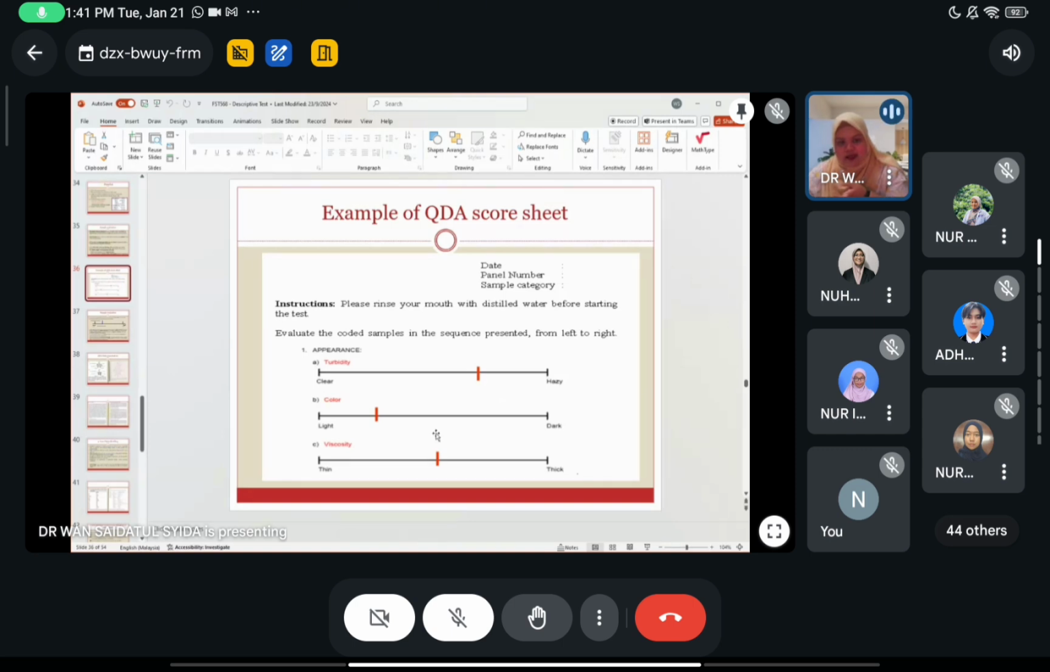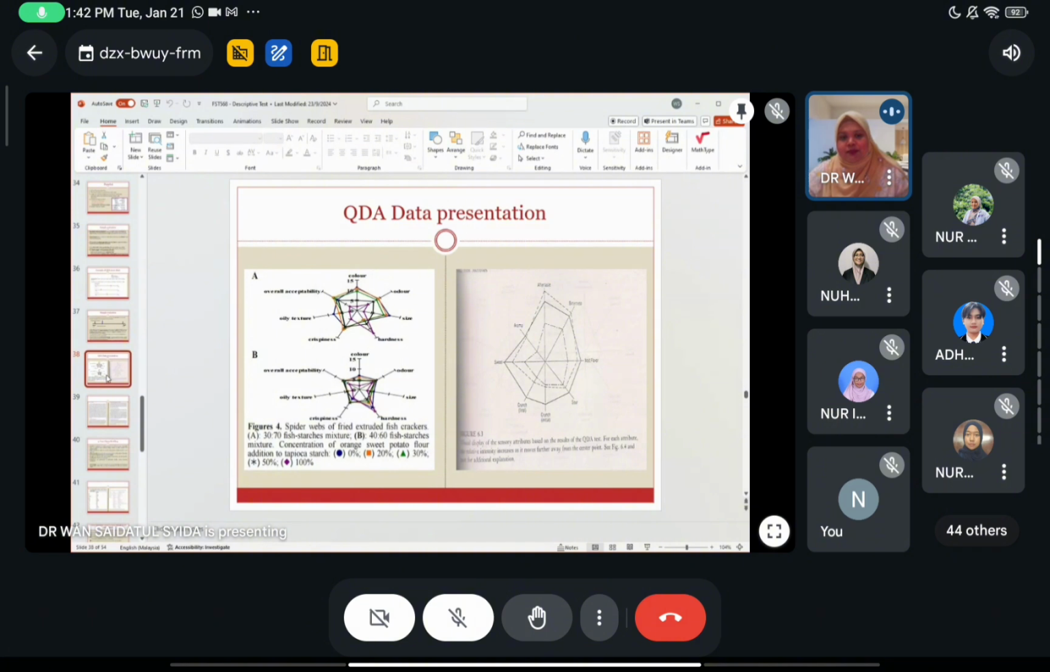Alright, and then this form is not complete. You need to have some comments or a thank you for participating. So as usual, it must have a title, sample info, the instructions to the panel, and the suitable attributes. Okay, clear? And then if the question asks you to interpret the spider web.